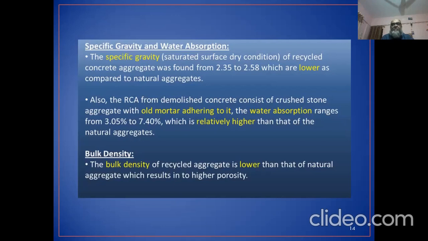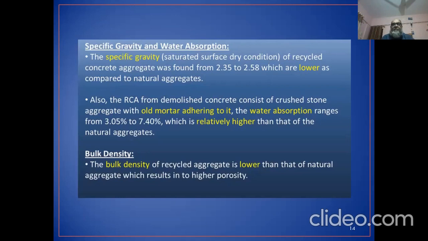And obviously, with the mortar being attached to the recycled aggregate, the water absorption values are also higher, from 3.05 to 7.4%, which is quite higher than that of natural aggregate. That's why we keep on saying that we may not use recycled aggregate to replace natural aggregates beyond what has now been tested and established, like 30%. Not more, 30% is the maximum. Some people say 5-10% is good.